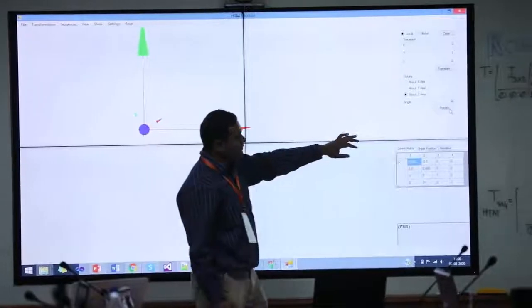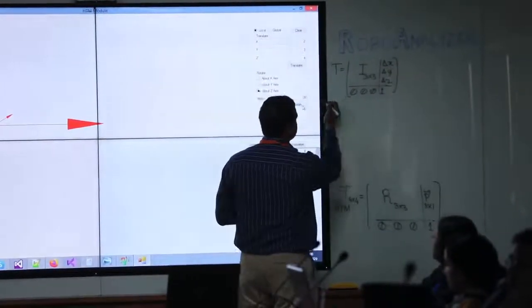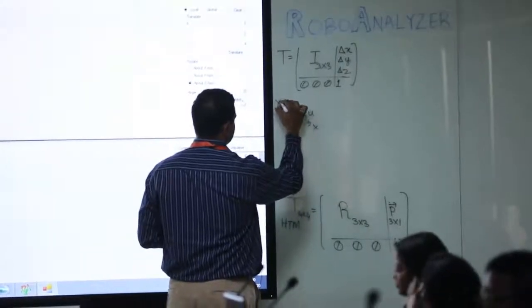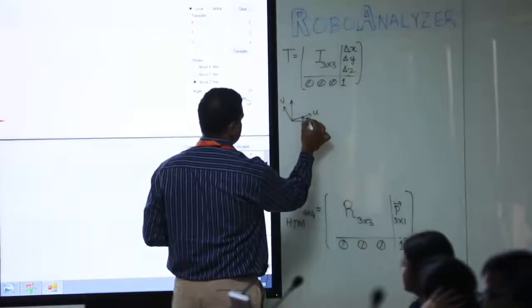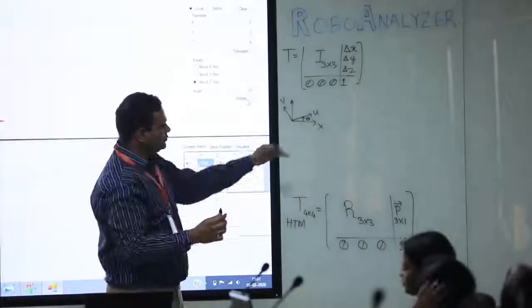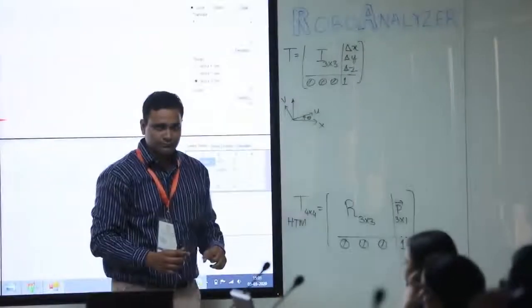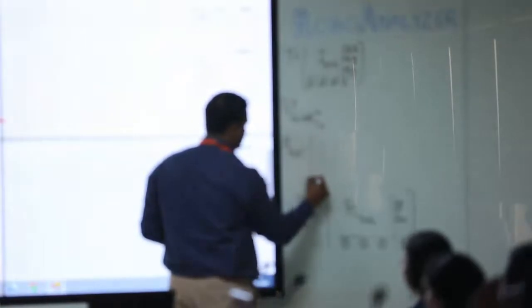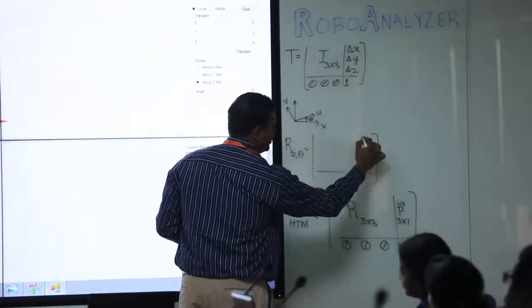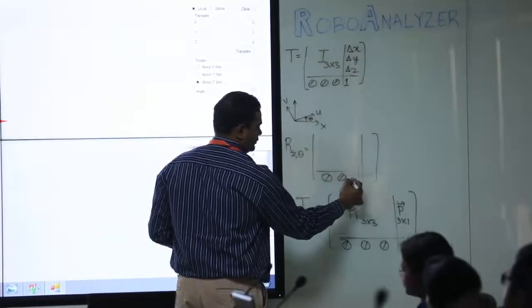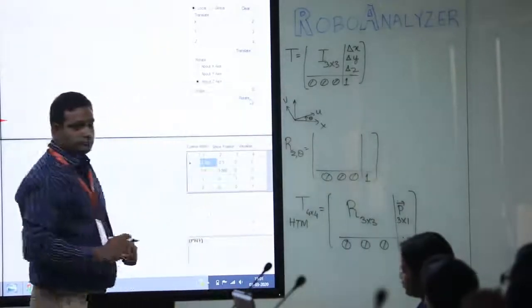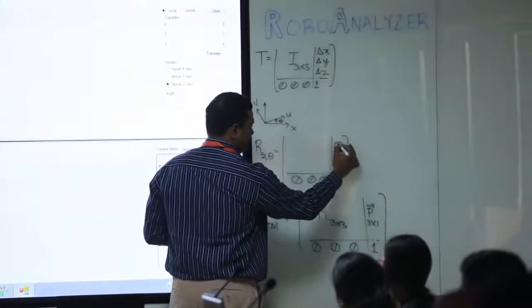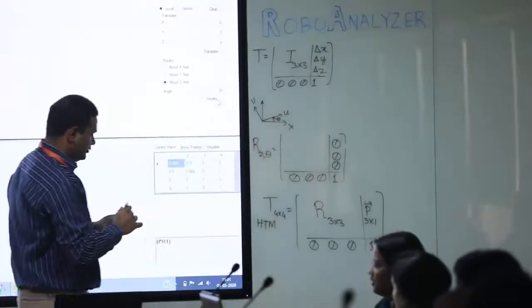Now, can we write the rotation matrix here? I rotated W with respect to x by theta angle. Now what is rotation matrix? Please help me with the last row: 0, 0, 0, 1. The last column: 0, 0, 0. Since we just rotated, the origins are coinciding. Can you write 0, 0, 0 again? Good.